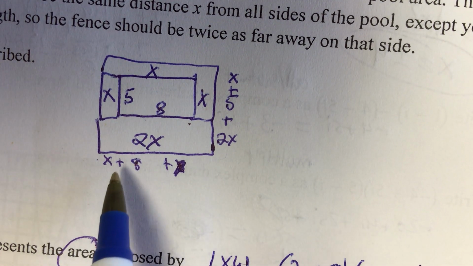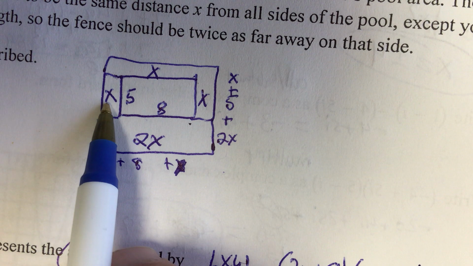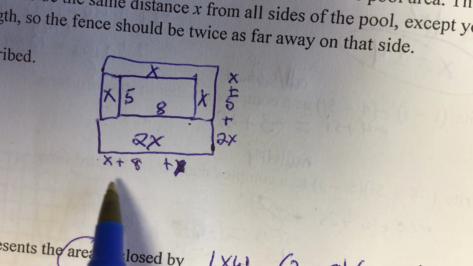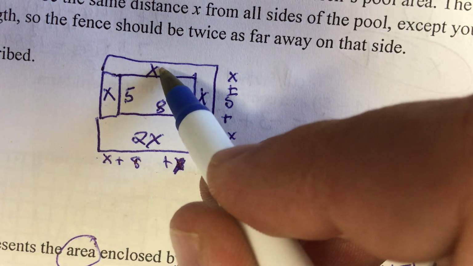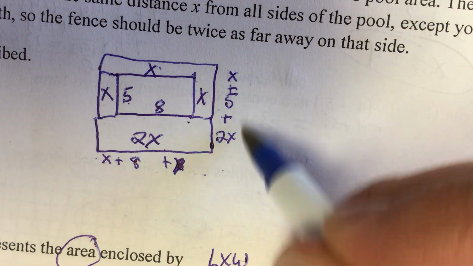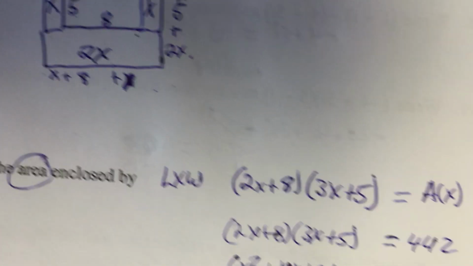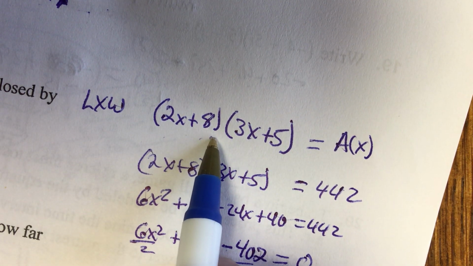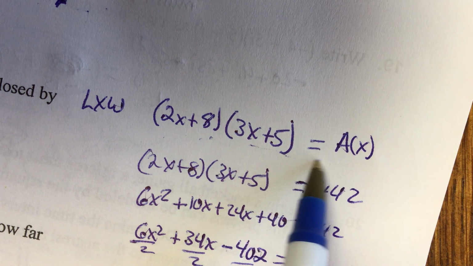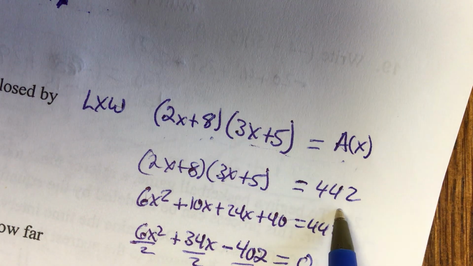Now think about this. What's the whole length then? Well, I have x plus the 8 plus the other x. X plus 8 plus x. This width is going to be the x plus the 5 plus the 2x. That's the width. Thus giving us this equation, 2x plus 8 times 3x plus 5 will equal the area of x. It tells us the area needs to be 442 square feet, so I sub that in for the area.